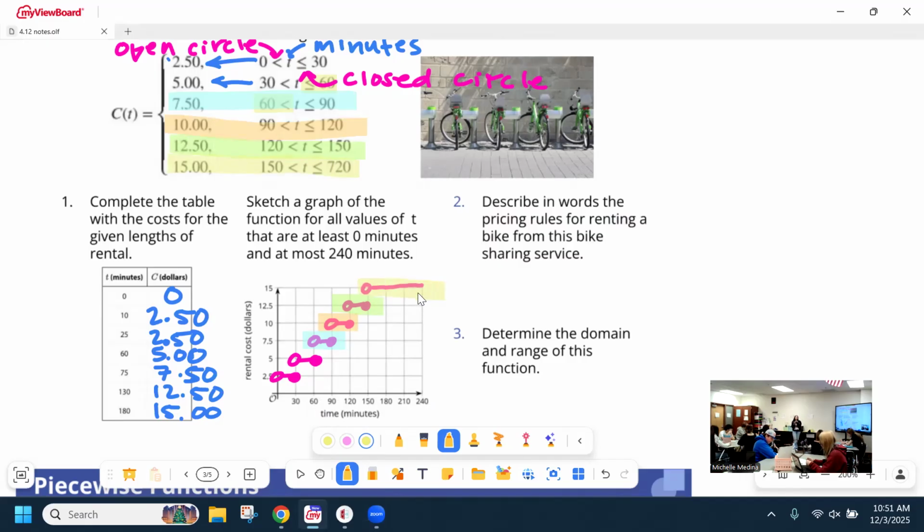I mean, the graph ends there, but it goes all the way up to 720 for the price of 15. So that's why it just keeps going. But there should be an open circle on the left-hand side, because that's what the symbol would indicate. Questions on that? Carson, sit up.